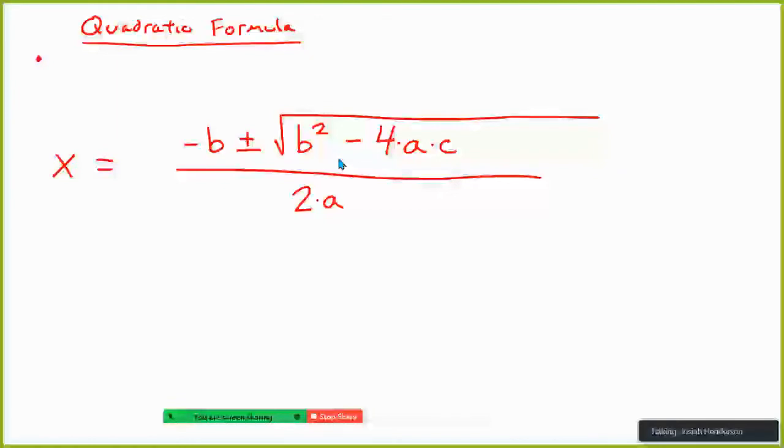So when we plug in our a's, b's, and c's from the quadratic given to us, we're going to simplify this messy formula down one step at a time, and at the end, you'll have your two solutions.